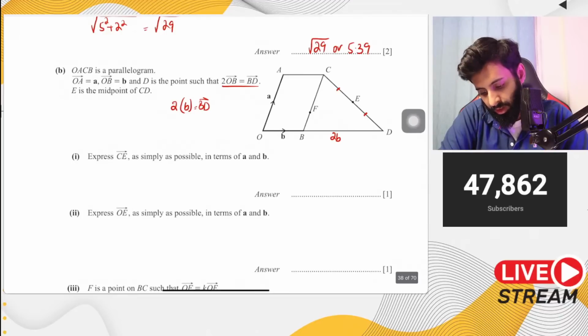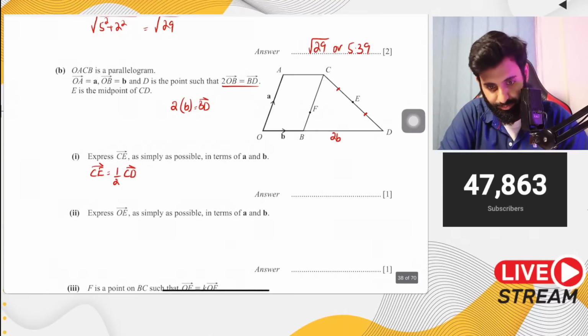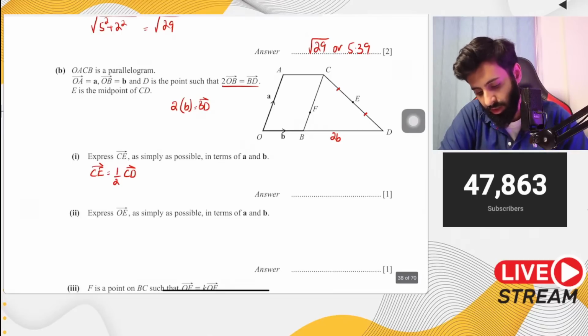Now how do we go from C to E? Well, CE is going to be equal to half of CD. Why? Because E is the midpoint. Now if E is the midpoint and CE is half of CD, all we have to worry about is finding CD. Now, to find CD, here's what I can do.